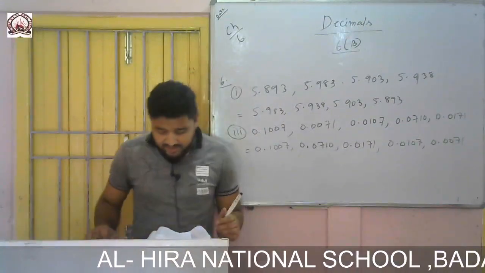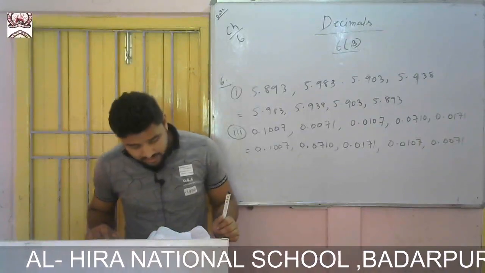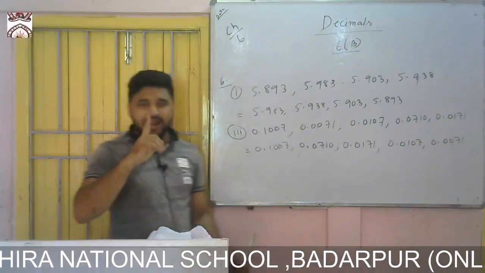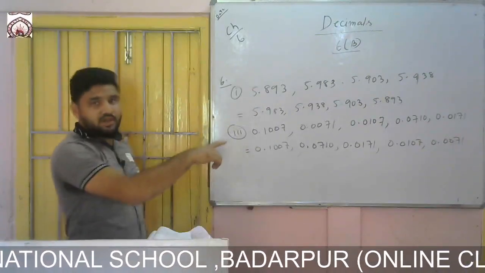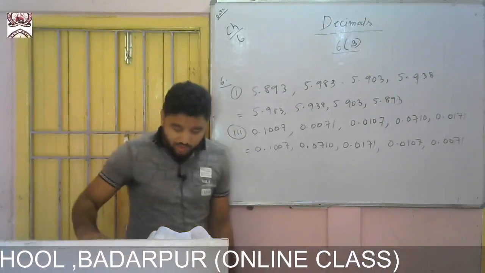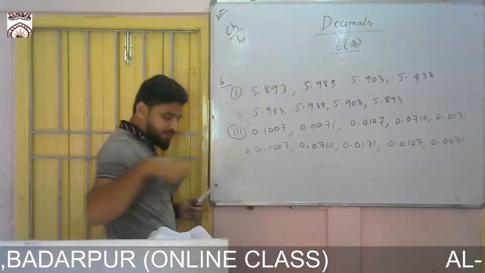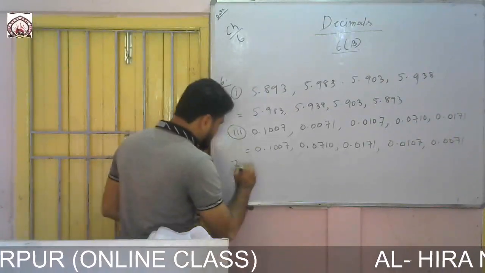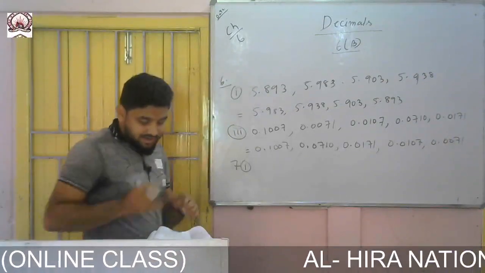These are the same. Rearrange these decimal numbers in order of size, starting with the smallest. I am showing just one. If you know the biggest, then you can do the smallest also. So question number 7, one you see. These are all the same.